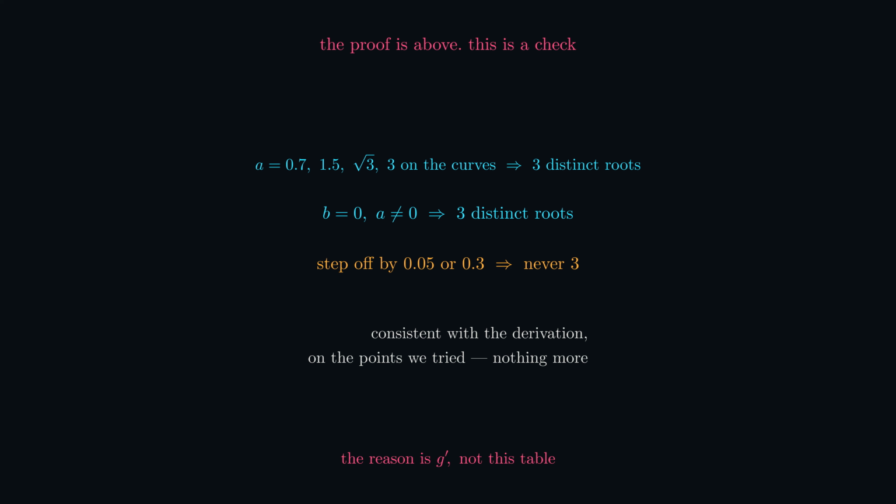Take points on the curves: a equal to 0.7, 1.5, root 3, 3. And for each one solve the quartic numerically and count how many distinct real roots come back. Every case, 3. Take points on the b equals 0 axis, 3 again. Then step off the curves deliberately, by 5/100ths and by 3/10ths, and count again. Not one of those gives 3. That is consistent with the derivation on the points we tried. It does not extend it.